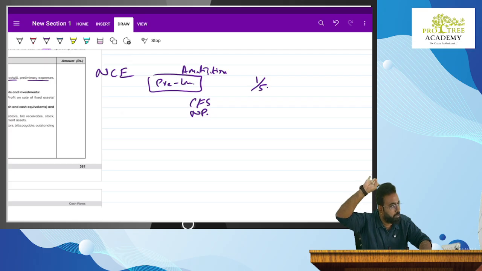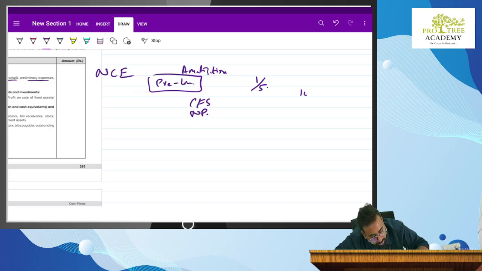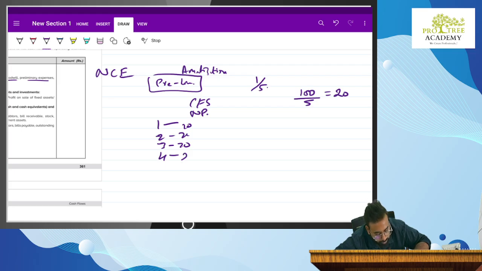See, I have spent 100 rupees as preliminary expenses. So 5 years I will write it off. Every year I write it off 20, 20, 20, 20. Clear? So first year I have written 20, second year 20, third year 20. Now let us say I am preparing the cash flow statement for 4th year. Everybody is with me? While preparing the cash flow statement, I start with my net profit, sir, 100.